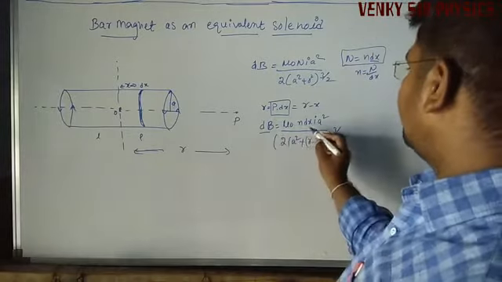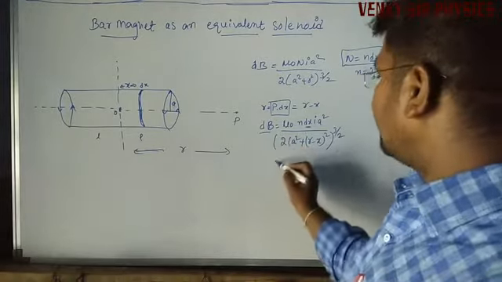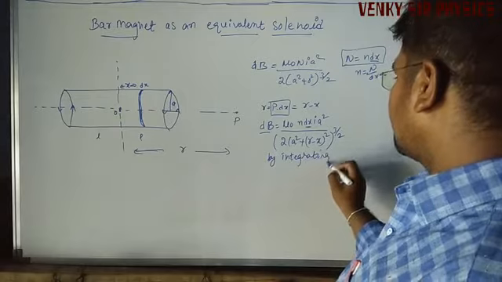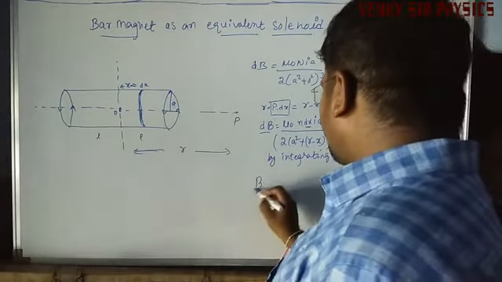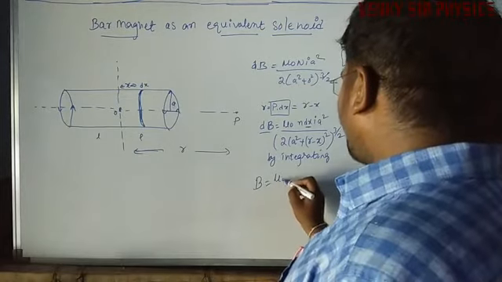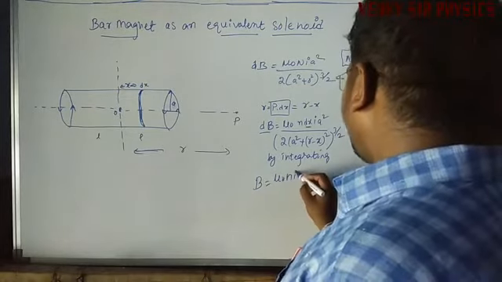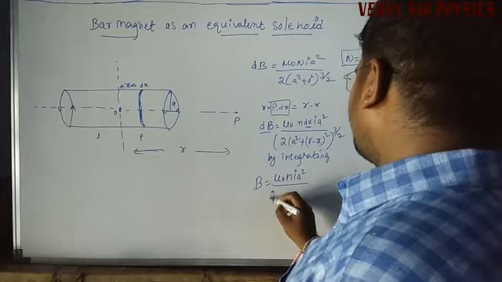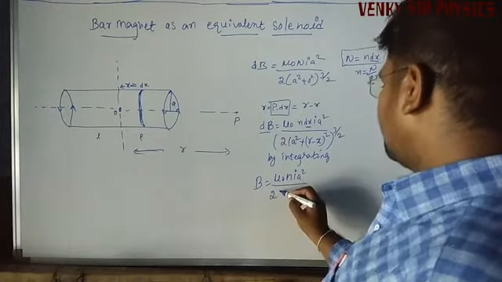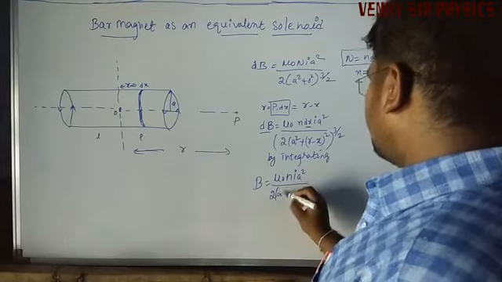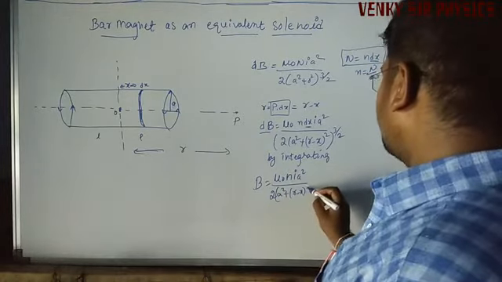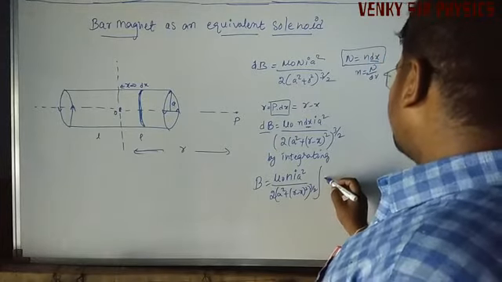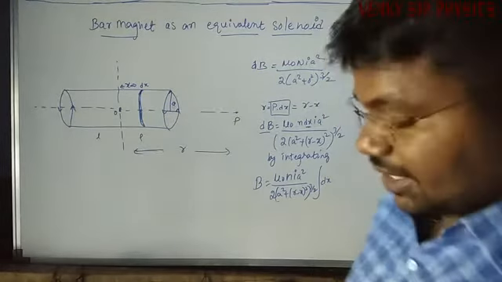Here dB is there, and here dx is there. By integrating, we get the equation B = mu naught, n, I, a square, all constants, divided by 2 into (a square plus (r minus x) whole square) whole power 3 by 2, into the integration of dx.